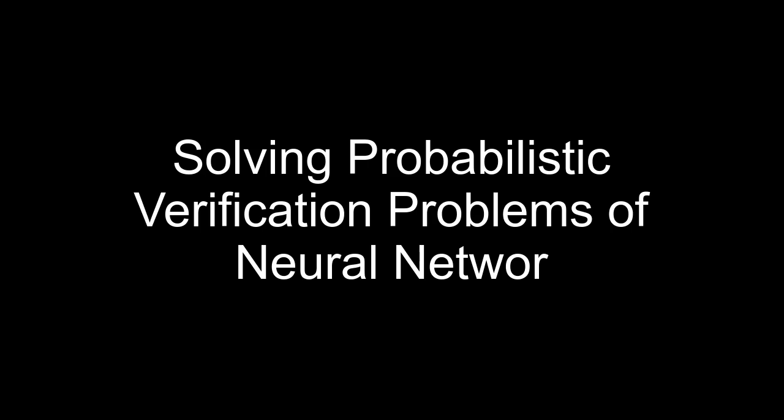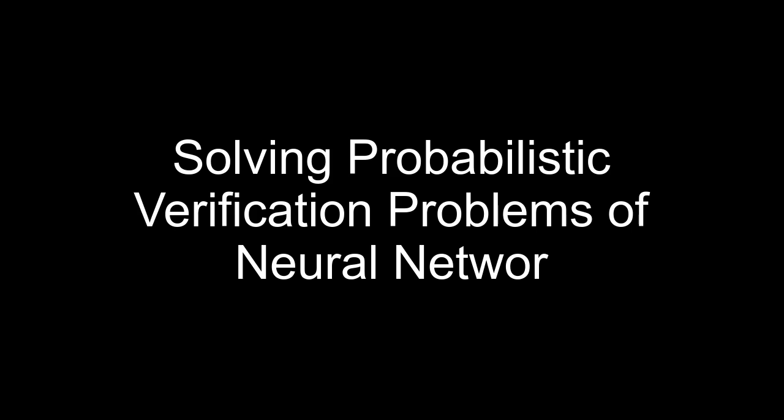Welcome to this discussion. Today we'll be delving into a research paper titled Solving Probabilistic Verification Problems of Neural Networks Using Branch and Bound. This paper proposes a novel algorithm for tackling probabilistic verification in neural networks, a crucial area for ensuring the reliability and safety of AI systems. Let's start with the core problem.